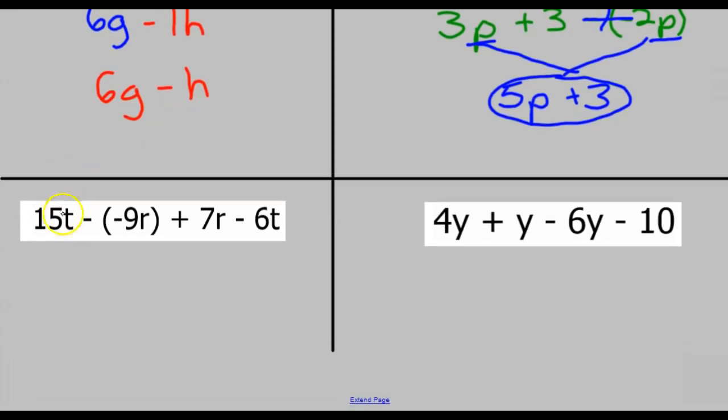Alright, if we're taking a look at this one, we have 15t minus a negative 9r plus 7r minus 6t. So I can combine my t's right away. Those are my like terms. 15t minus 6t gives me 9t.